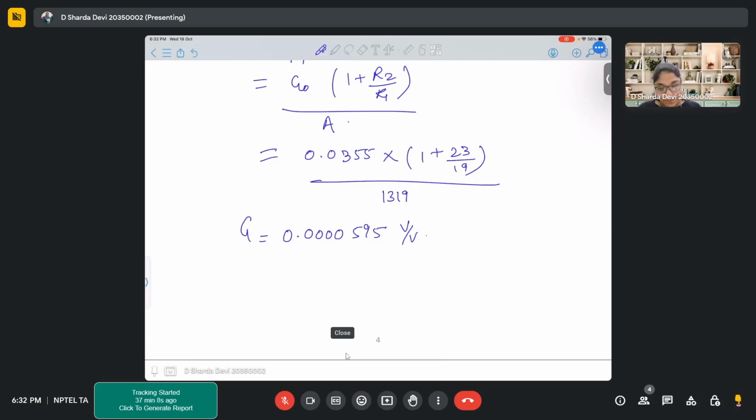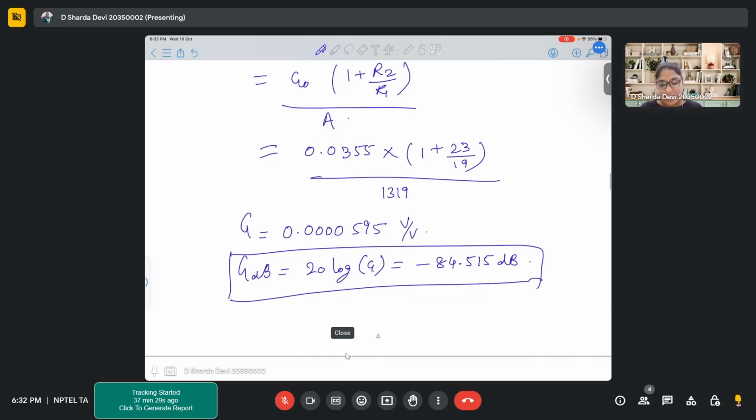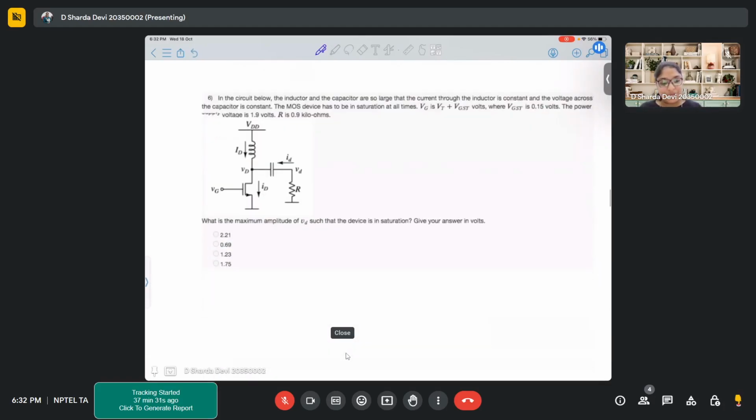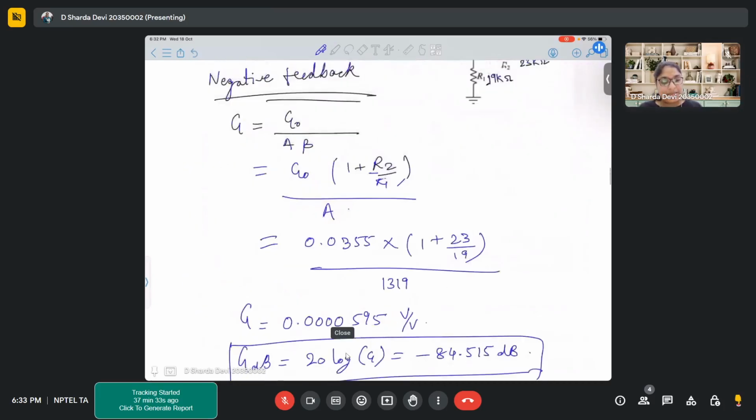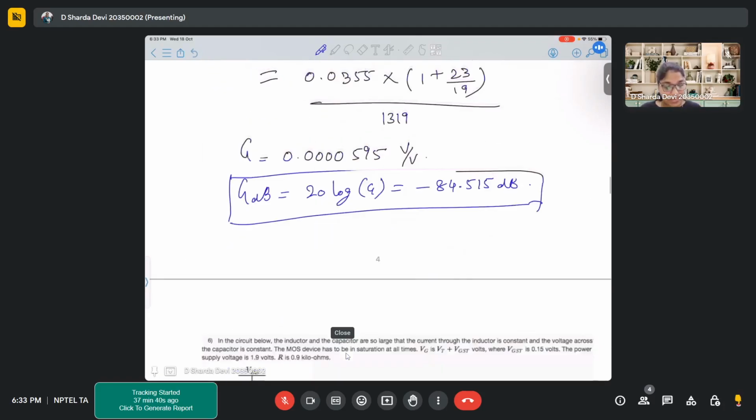And when we convert it into dB with 20 log of G, we get it as minus 84.515 dBs. So this is the gain that we get after negative feedback. So basically the thing that needs to be kept in mind is that the gain reduces with the increase in negative feedback. So the gain and output impedance reduce with the negative feedback.